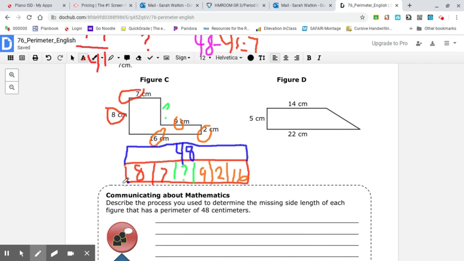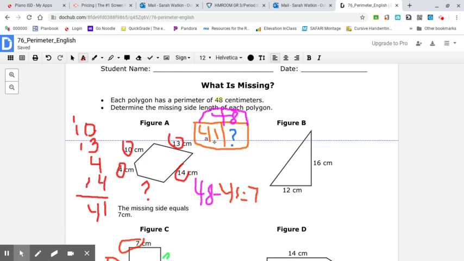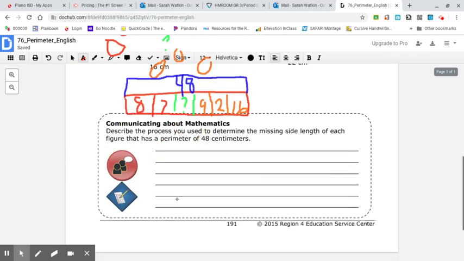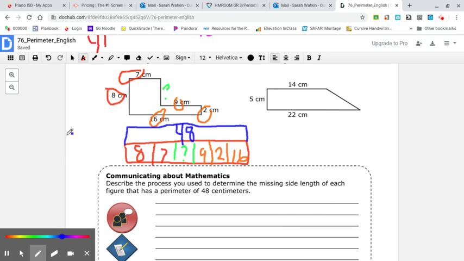Now, I know this is a subtraction problem eventually because I have a missing part down here. But I don't want to subtract one at a time, just like I did up here. I got them all into one little box. I'm going to do the same thing down here. All right, so I'm going to add these together. 8 plus 7 plus 9 plus 2 plus 16.